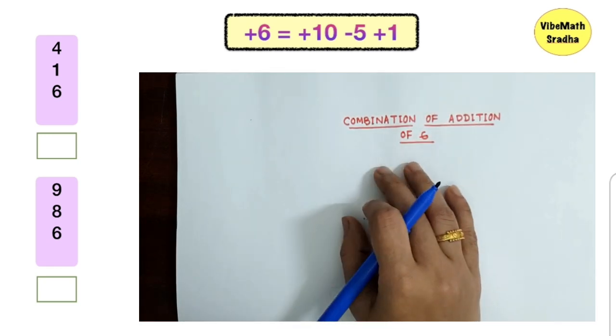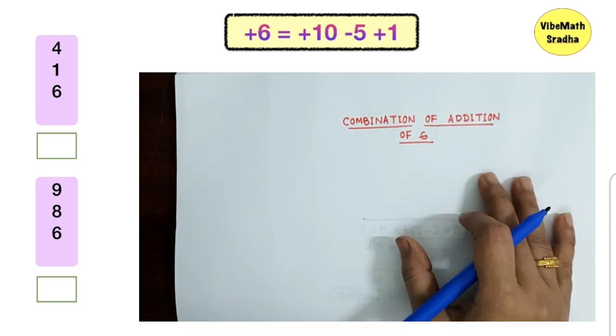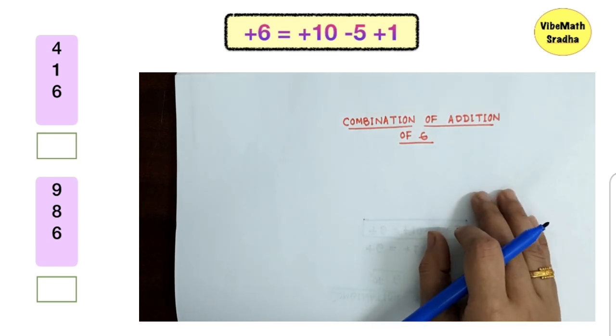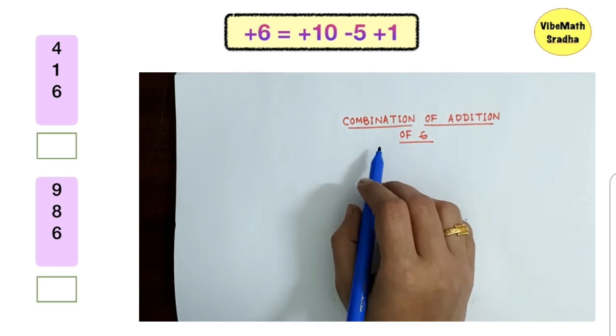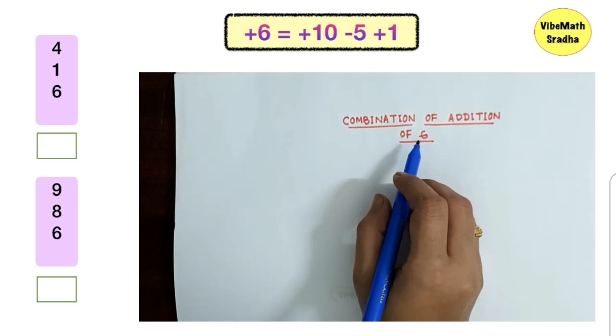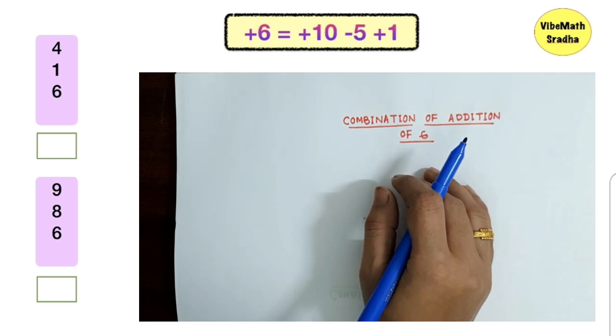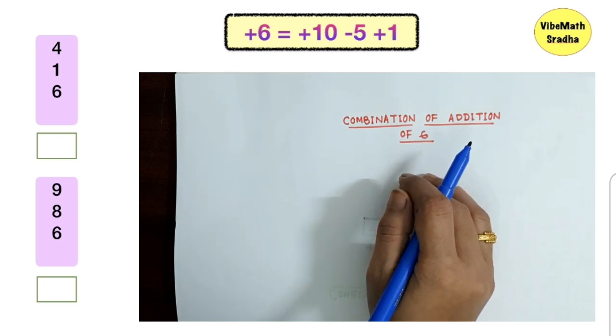First let me tell you shortly what is combination. I have explained in detail the concept of combination in my previous videos. You can get the video link in my description box. Now let me tell you what we mean by combination. It is the combination of big friend and small friend.